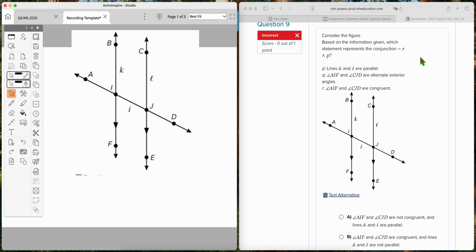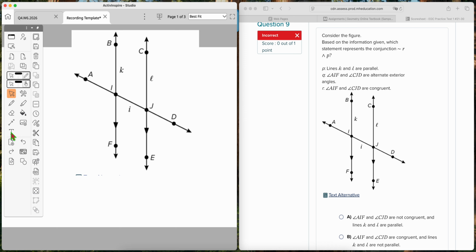So we've got to remember that tilde means to negate, and then this "and" symbol means that in order for the whole statement to be true, both parts need to be true. The negation of R and P need to be true. So let's look at what that actually means.